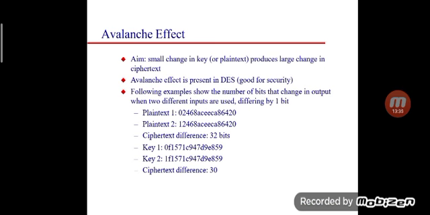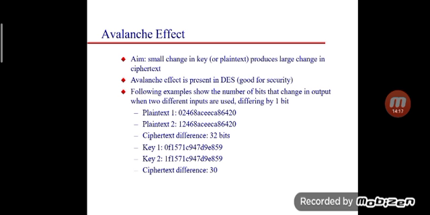The next point is the avalanche effect. It is the most important effect in the DES algorithm. It states that if there is a small change in the key or plain text, there should be a large change in the ciphertext. If we change any one bit either in the plain text or the key, there should be a large change in the ciphertext. So the avalanche effect is present in the DES algorithm, and it is good for security.